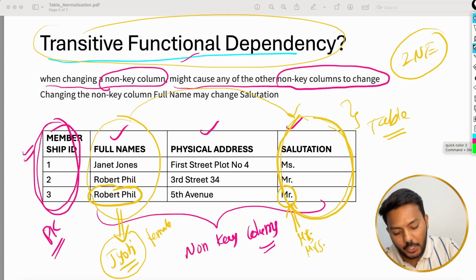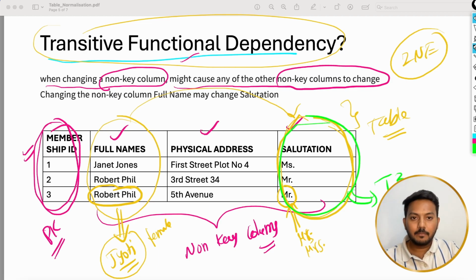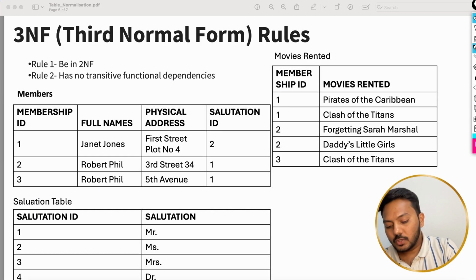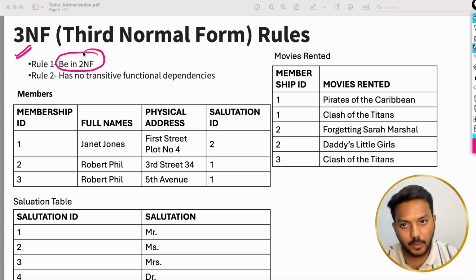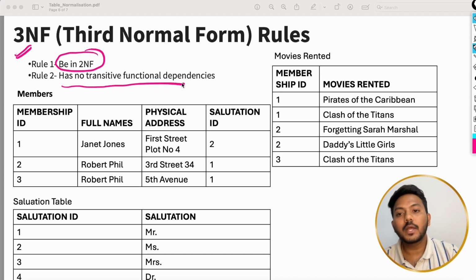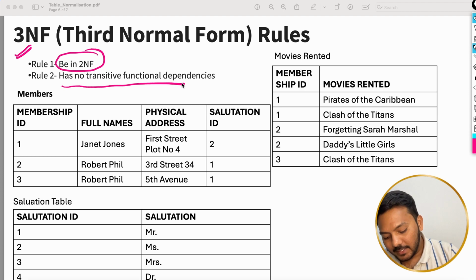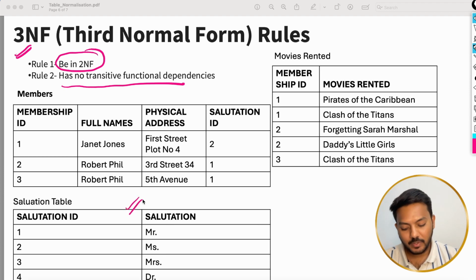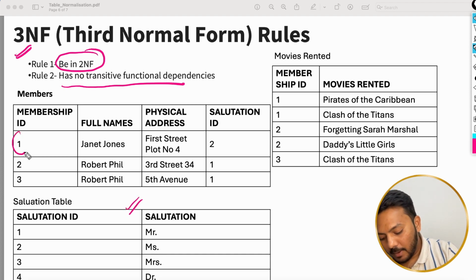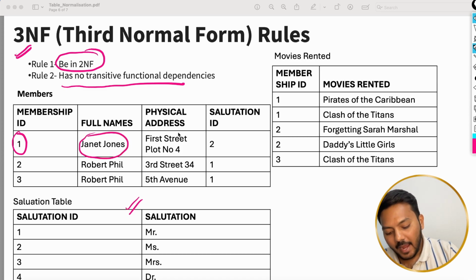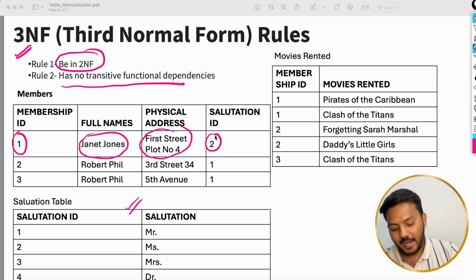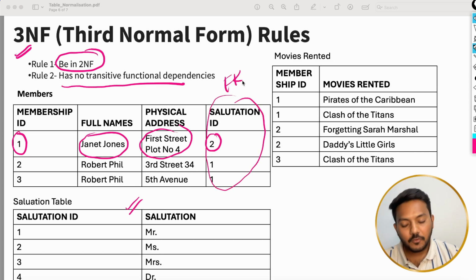What we do in this scenario is I would split the solution into another table called table 3. Let's understand that. So what 3NF will say is the table should be already in 2NF, and none of the tables should have transitive functional dependencies. So what I did is I split the salutation into a salutation table as well. So if you look at it, I have member ID, I have the name, address, and the salutation ID. And this salutation ID is a foreign key. Why is it a foreign key?